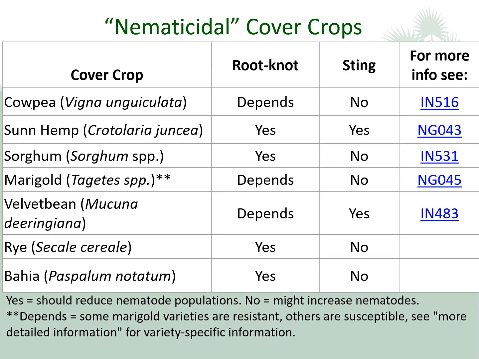Here are some different nematocidal cover crops. Cowpea, the one we just saw, and I guess it depends on if it's going to get root knot nematodes. It doesn't affect sting nematodes. Sun hemp, which is a crotalaria species. Sorghum. Marigolds. And marigolds depend. Some marigold varieties are resistant, others are susceptible. Velvet bean, rye, and I don't know if that's Bahia or Bahia. Paspalum notatum. That'd be one way to find out.